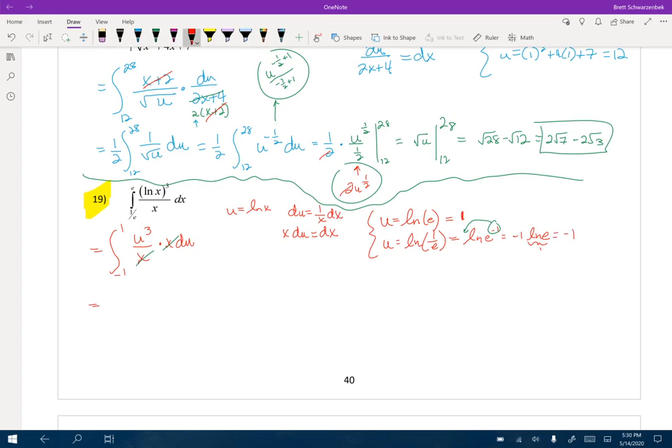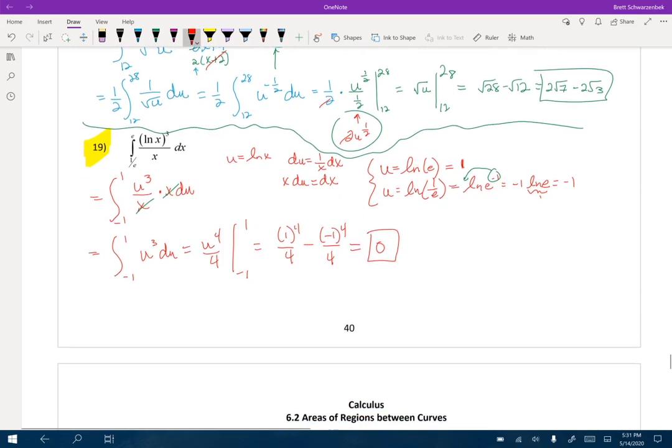So, bringing down, negative 1 to 1, u cubed du. We can integrate. We're going to get u to the 4th over 4 from negative 1 to 1. Therefore, we can sub this in and get 1 to the 4th over 4 minus negative 1 to the 4th over 4. And something very interesting happens here. These both end up being positive 1/4, so you get a big fat goose egg, 0, as your answer. So the net area, the exact net area for this is going to be literally 0.